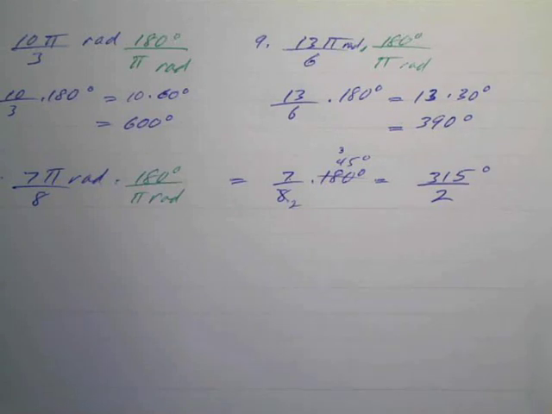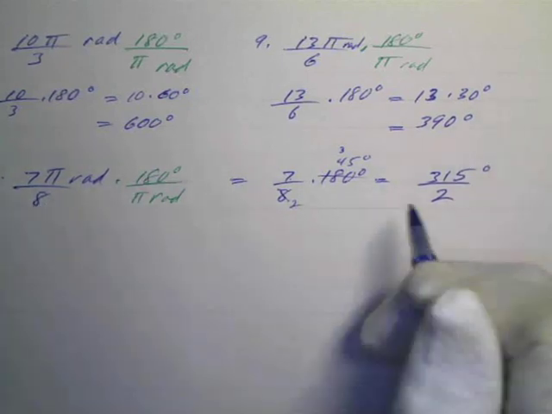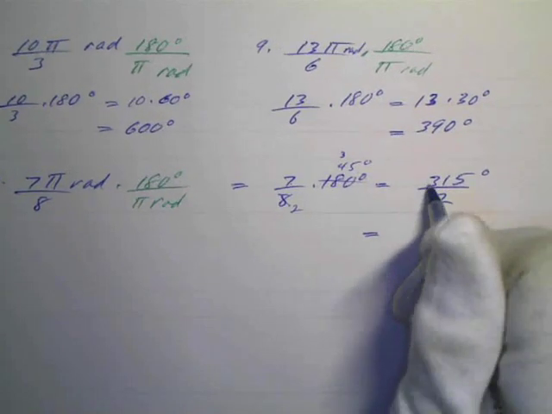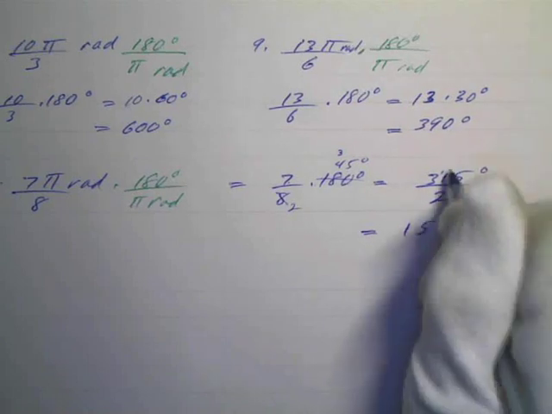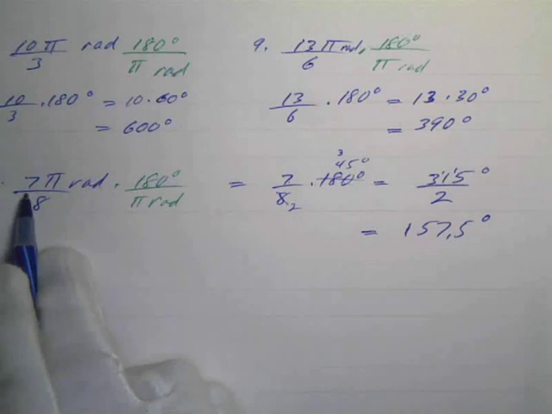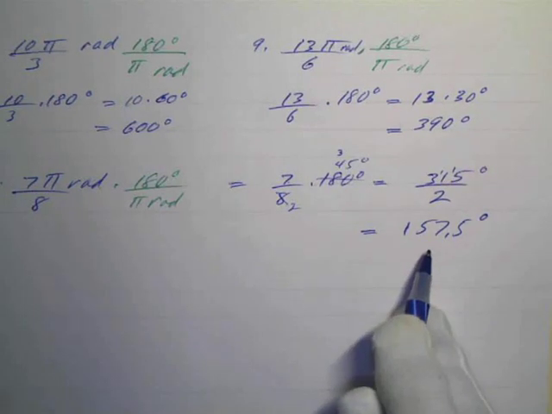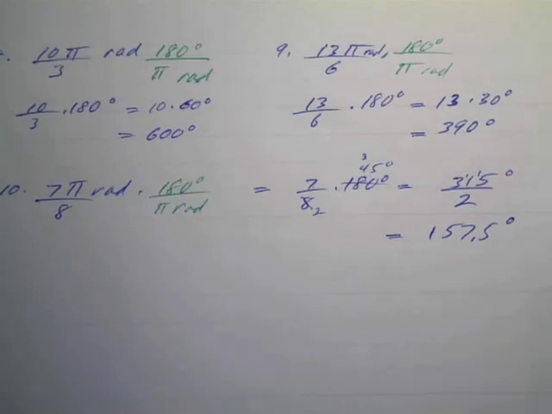And if you wanted to divvy it up, you could too: 2 goes into 315 157 times, with a half, so 157.5. 7/8 pi is almost a whole pi, but it's not a pi, so it should be less than 180, right? So we could check this out. And that's less than 180, so that kind of makes sense, unless I made an error in my arithmetic. If I did, please correct that and let me know. Okay, there we go. So that's 5 through 10. Hope that helps.